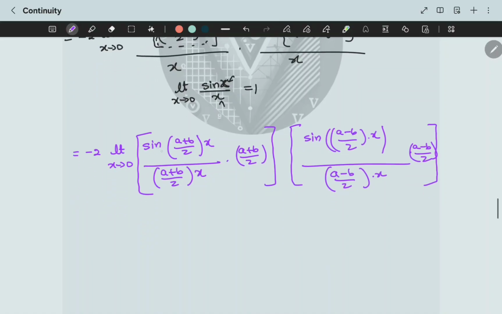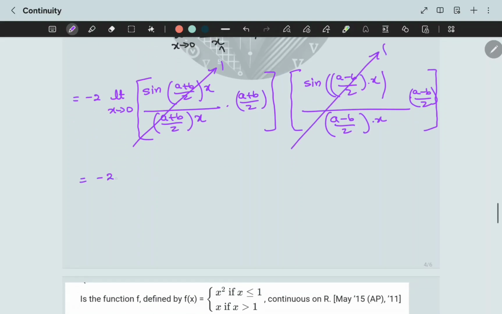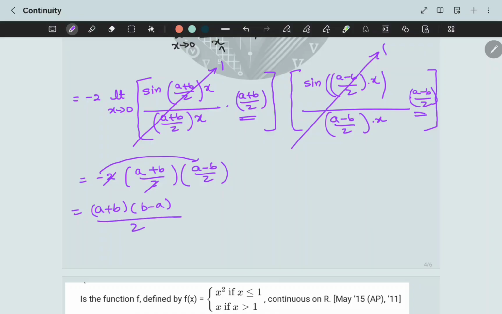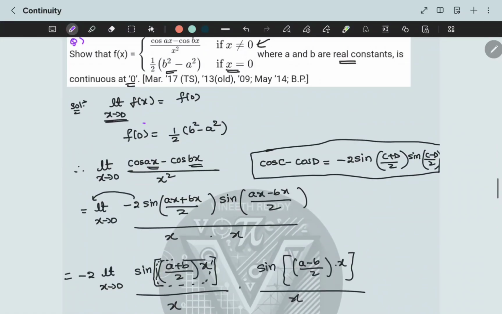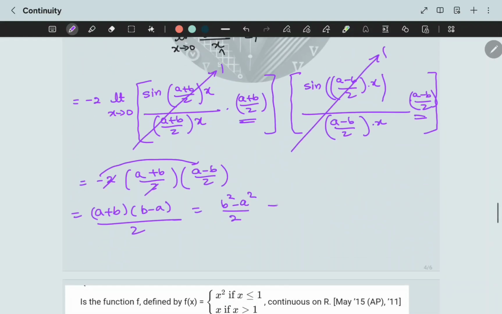Now limit x approaches 0, sine of (a plus b) by 2 x by (a plus b) by 2 x, this will be 1 and this also will be 1. So what will the final answer be? Minus 2 times, this is remaining (a plus b) by 2 into, again this is also remaining (a minus b) by 2. This and this gets cancelled. We can take this minus here. We can write it as (a plus b) into (b minus a) divided by 2. Now (b plus a) into (b minus a) should be b square minus a square by 2. So this is equal to f of 0. f of 0 is half of b square minus a square. Let us say this is equation 1 and this is equation 2.